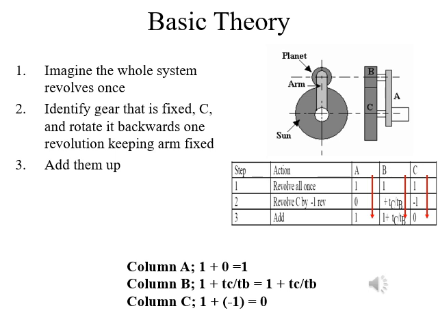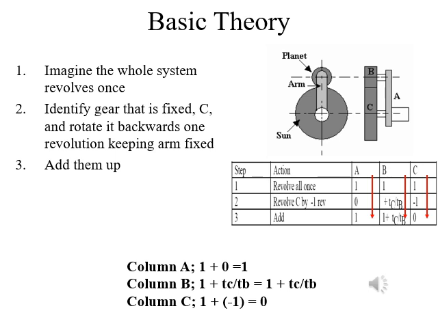You need to make a table of step, action, and then gear A, B, C. Step one, the action is revolve all once. All gears A, B, C revolve once, so you put A is 1, B is 1, C is 1. For the second step, revolve C by minus 1 revolution, so C is minus 1, then A should be 0 and B should be plus TC over TB, the number of teeth of C divided by the number of teeth of B.